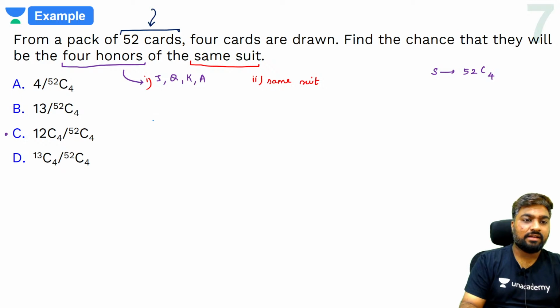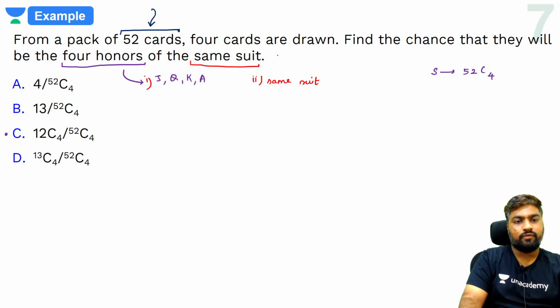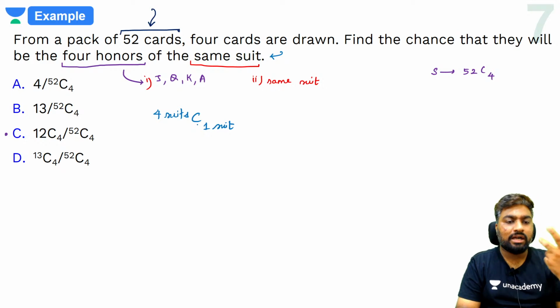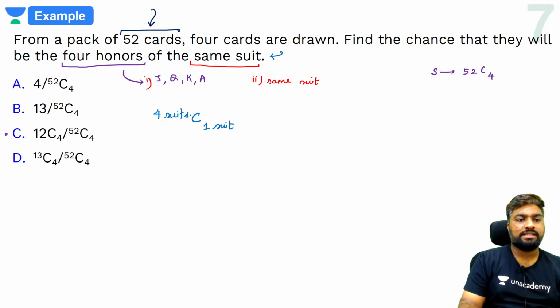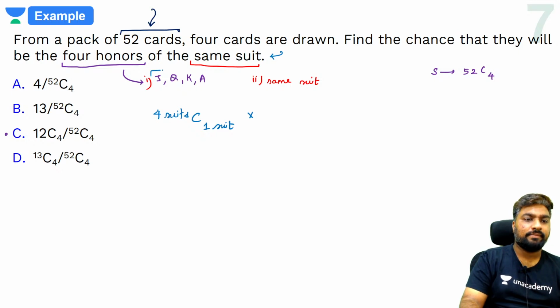What would we have here? There are 4. So out of 4 cards, out of 4 suits, you have to select one suit. Correct? Heart or diamond or spades or clubs. Correct? 4 suits, out of which 1 suit. That's selection. After selecting one of the 4 suits, then you have to select what?